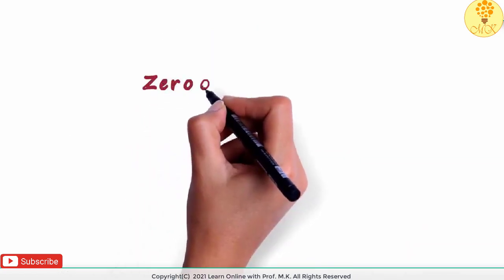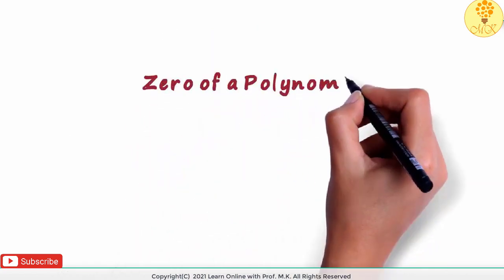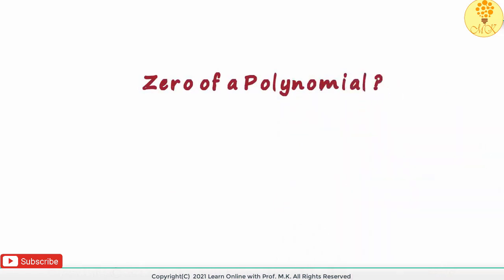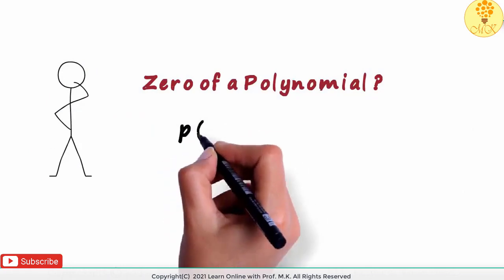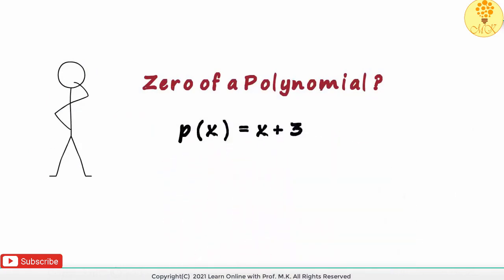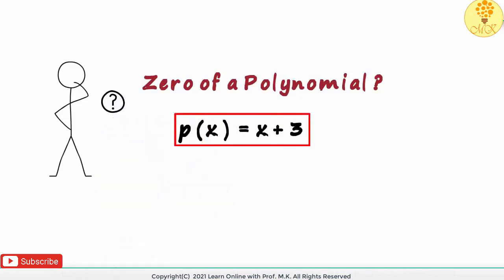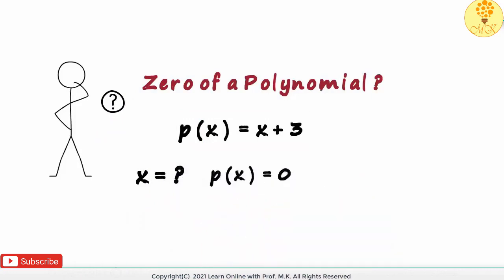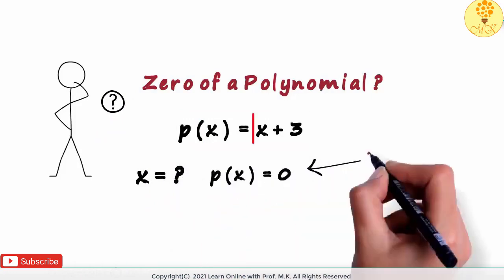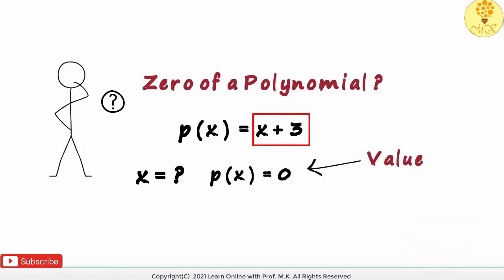So what is the zero of a polynomial? The phrase sounds confusing. Let us try to understand it. Consider the polynomial p of x equals x plus 3. Now here's a very simple question based on this polynomial. What value of x will make p of x equal to 0? That is, the value of the polynomial equal to 0. What do I use in place of x such that x plus 3 equals 0?